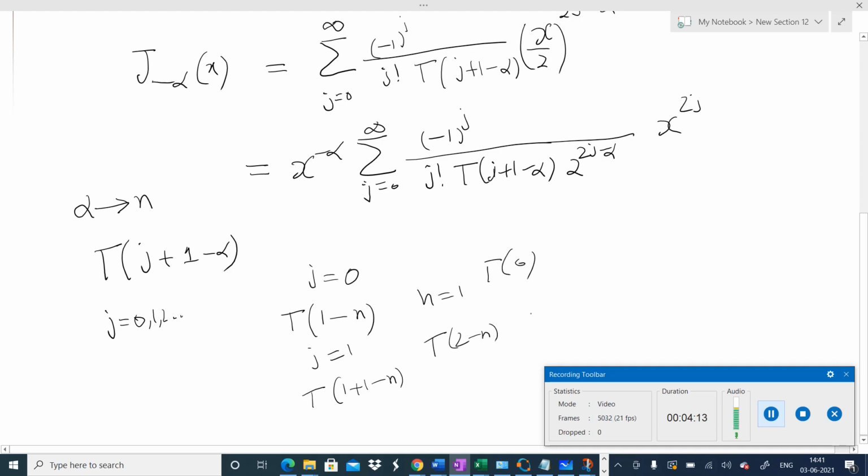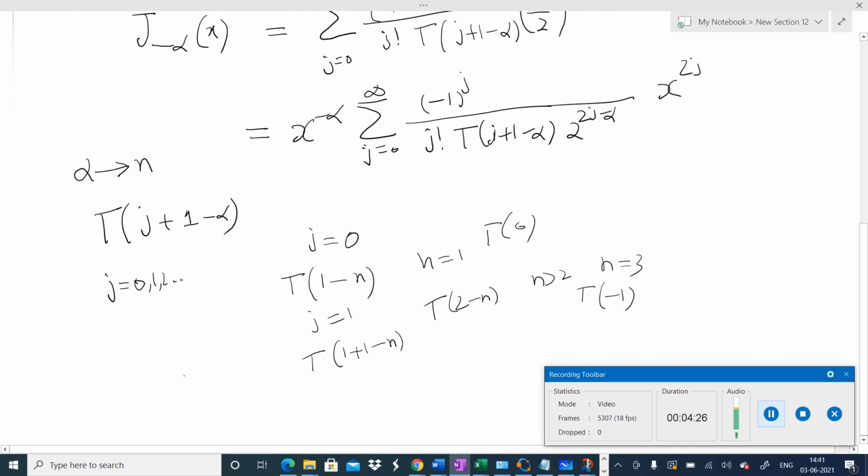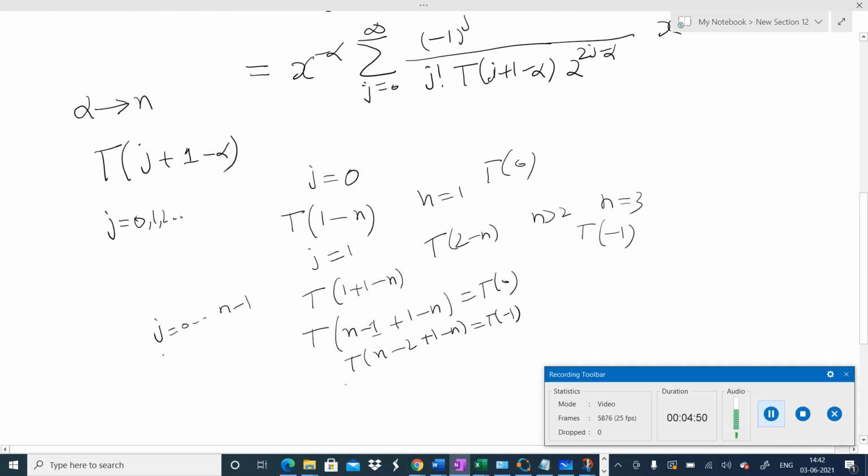Now depending upon the size of n, if you take any n greater than 2, this will be negative. Suppose n is equal to 3, this will be gamma of minus 1, right? If you consider j from 0 to n minus 1, take the n minus 1 term: gamma of n minus 1 plus 1 minus n, so this is gamma of 0. Similarly, the n minus 2 term: gamma of n minus 2 plus 1 minus n becomes gamma of minus 1. Then the n minus 3 term becomes gamma of n minus 3 plus 1 minus n, which is gamma of minus 2.